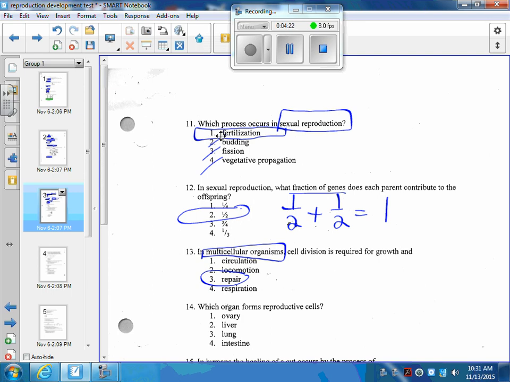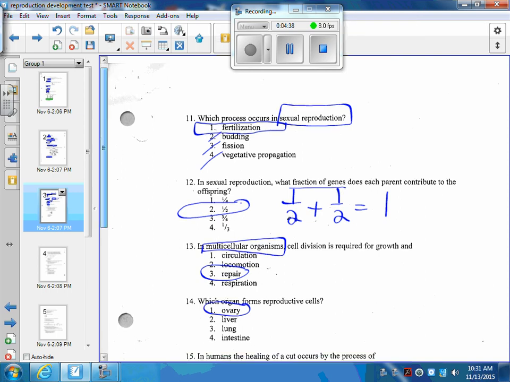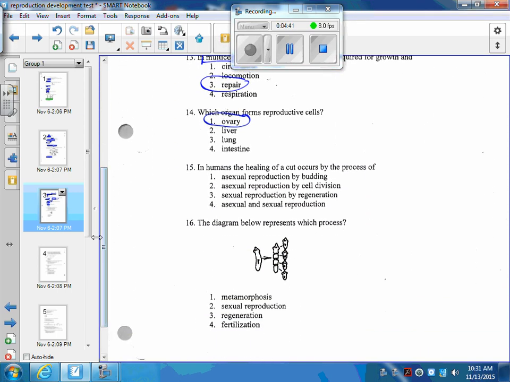Which organ forms reproductive cells? The ovary. They could have said the testicles too, but it's not there. So it's either liver, that breaks down fat, lungs, that exchanges gases, and you know the intestines absorb water, or if it's a small intestine, it's going to be the final stage in chemical digestion.